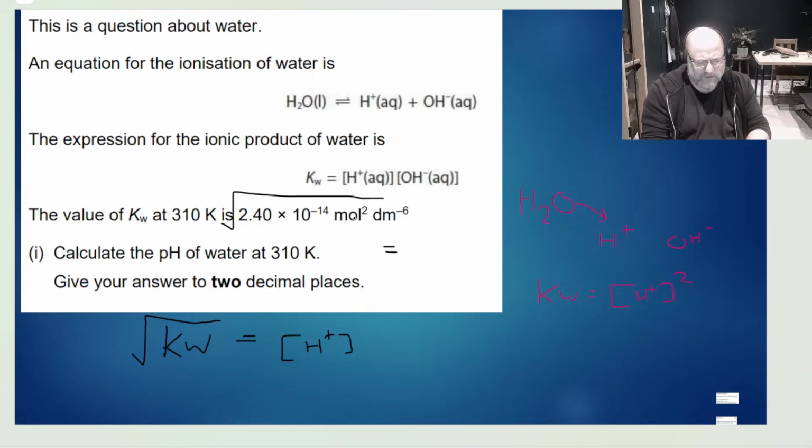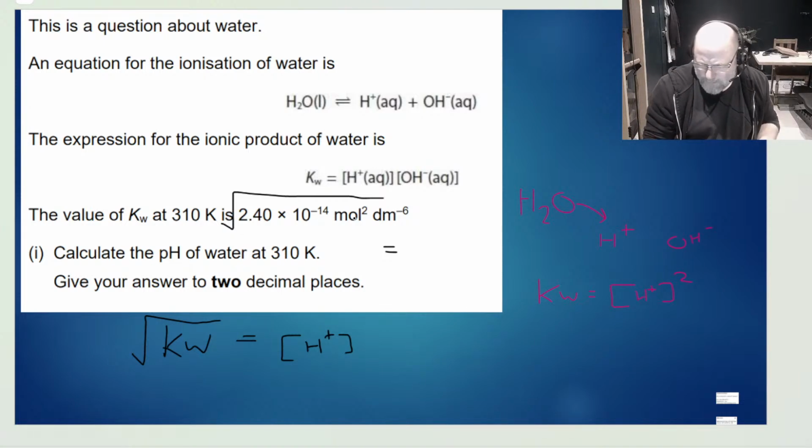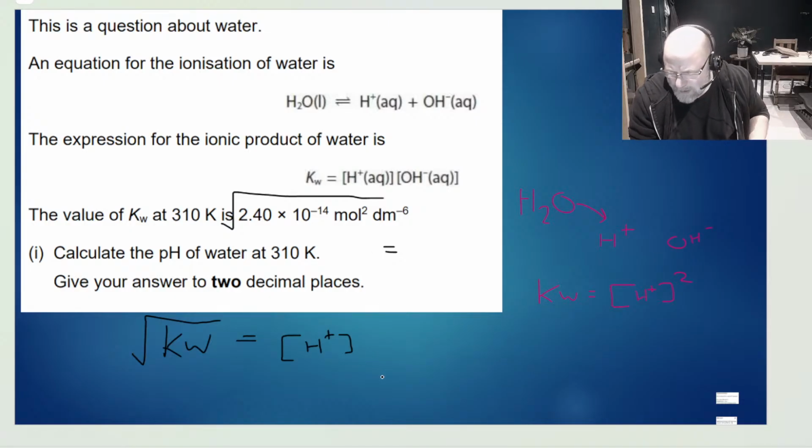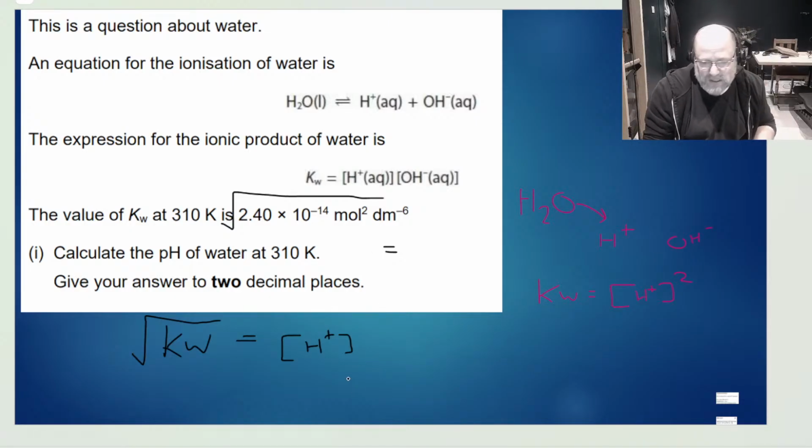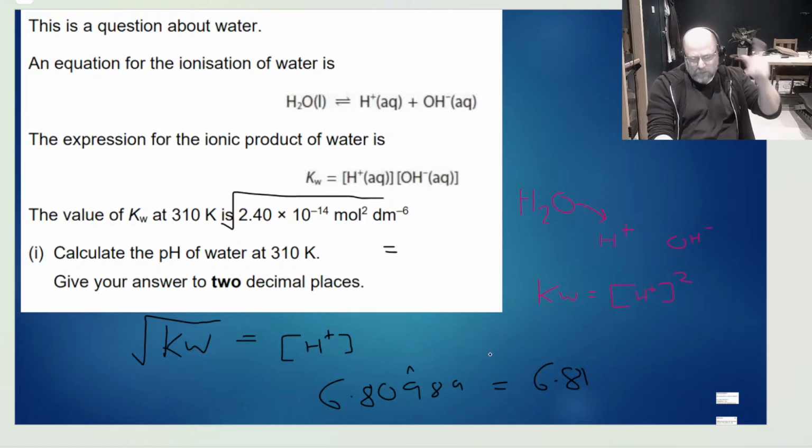It's water, and we know roughly the pH is going to be 7. So when I get to my answer, I'm looking for something in that ballpark. I don't want something that's telling me it's 1.5. So if I square root that and then take minus log of the answer, I get 6.80989, and then of course we'll round that up to 6.81. Yes, 6.81. Awesome. Well done.